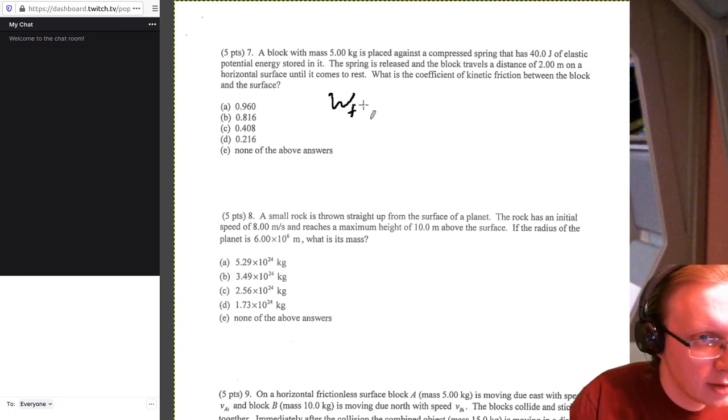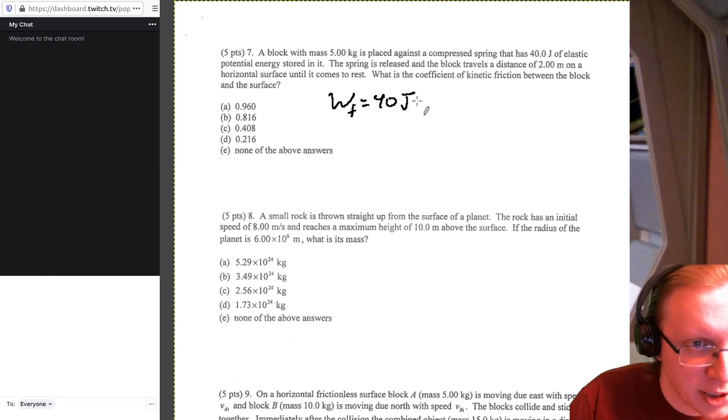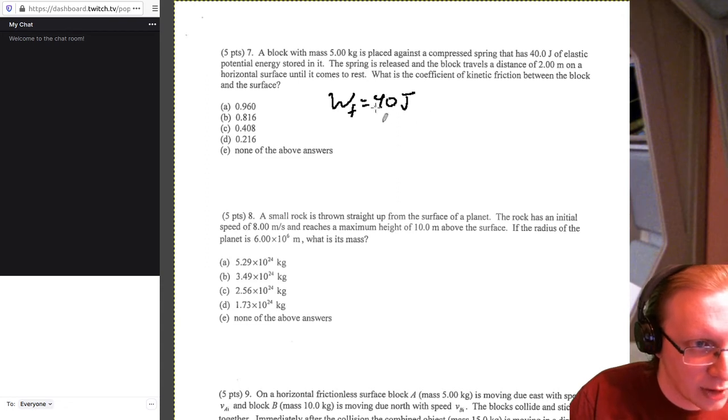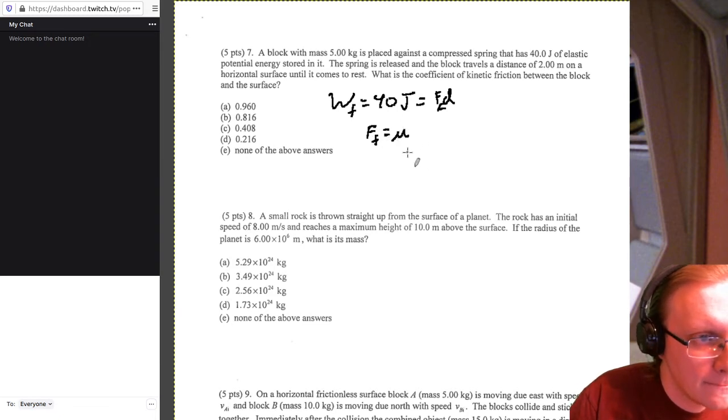So we have that the work of friction is 40 joules. There is no other way to dissipate this energy. We started out with 40 joules, we turn it into kinetic energy, and then that kinetic energy turns into work done by friction. So that work of friction is equal to 40 joules, which is equal to F d. We're told d. So force of friction is equal to mu times force normal. There are no other forces acting on this, so that force normal must be equal to force of gravity. So that's mg.